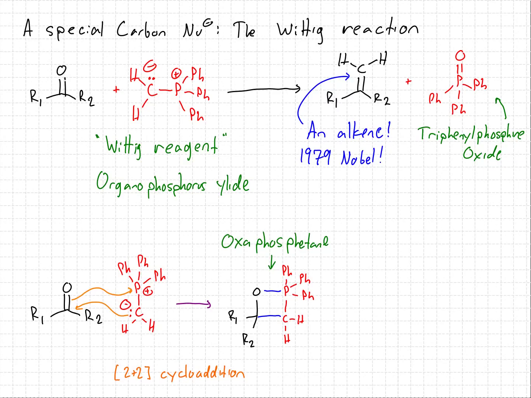So you might be right to squint your eyes at that. There's quite a bit of ring strain in an intermediate like this, so this ring is prone to falling apart. This step is sometimes known as fragmentation, to give our new carbon-carbon double bond and triphenylphosphine oxide as a byproduct.